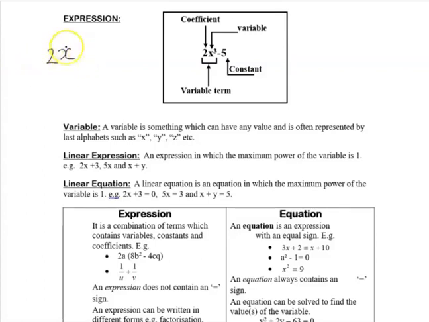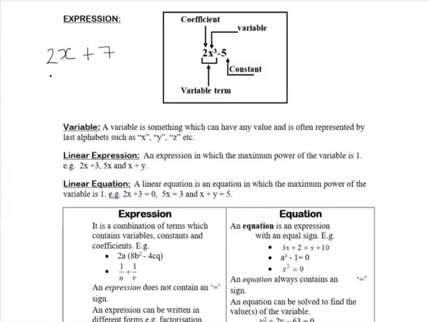Now this itself would be called a variable term. Any whole number after it, for example plus 7, is going to be called a constant. A constant meaning the value doesn't change. It will be 7 always. x can be whatever, but that 7 doesn't change. For example, if you wanted to substitute 2 into it, you would get 2 times 2, which is 4, plus 7, 11. So 7 would be called the constant.